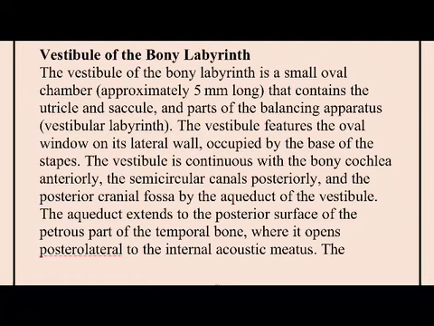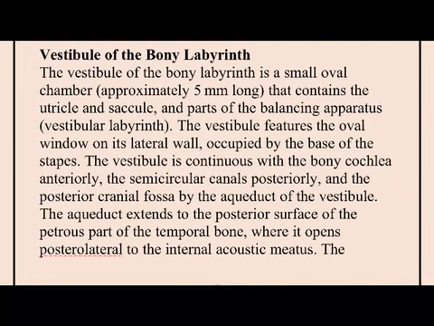The vestibule is continuous with the bony cochlea anteriorly. Posteriorly, you have the semicircular canals and the posterior cranial fossa, with which it communicates via the aqueduct of the vestibule. The aqueduct of the vestibule extends to the posterior surface of the petrous part of the temporal bone, where it opens posterolateral to the internal acoustic meatus. The vestibular aqueduct transmits the endolymphatic duct. It also transmits 2 small blood vessels.